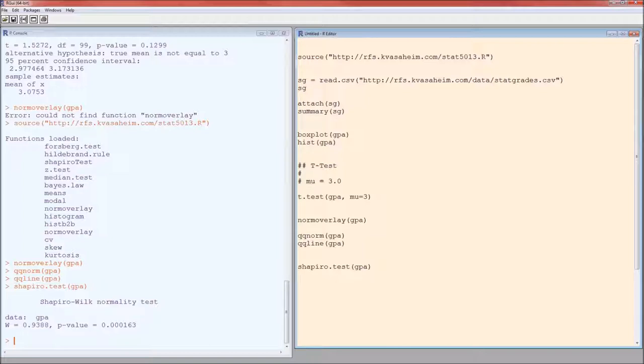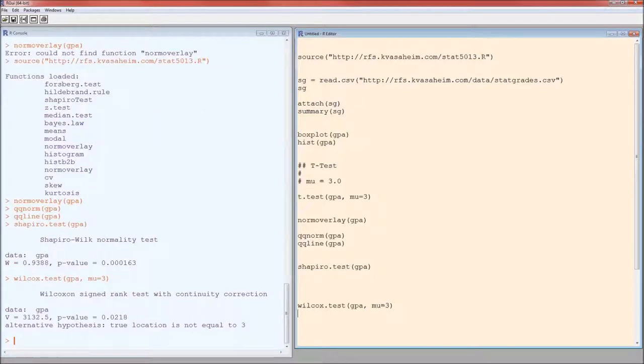If the t-test is not appropriate, maybe we can use the Wilcoxon test. The function for the Wilcoxon test is wilcox.test. Like the t-test, it requires the name of the variable and the hypothesized mean. We'll run that. Again, note the same structure to the output: the name of the test, name of the data, name of the test statistic, the value for the test statistic, the p-value, and the alternative hypothesis. The p-value is 0.0218. Because p is less than alpha, we reject the null hypothesis and conclude that there is sufficient evidence that the GPA mean is actually not 3.